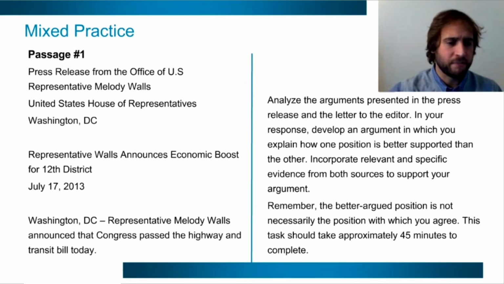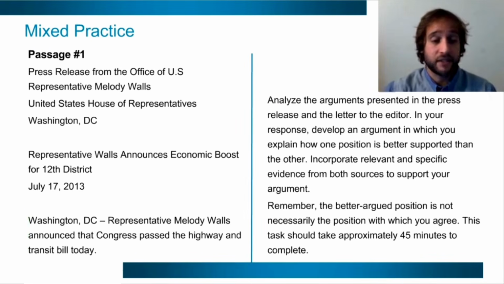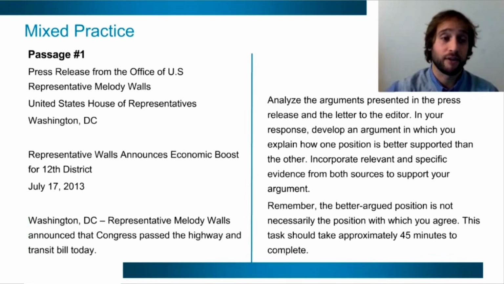Okay, so passage 1. I'm not going to just skip down to the text. I kind of want to glance at the stuff above that. I want to learn who's the speaker here. Who are they speaking to, right? That might help me big time in terms of my evaluation of the passage that follows. Well, what is this? This is a press release. We're hearing from a Congresswoman, Melody Walls, House of Representatives.